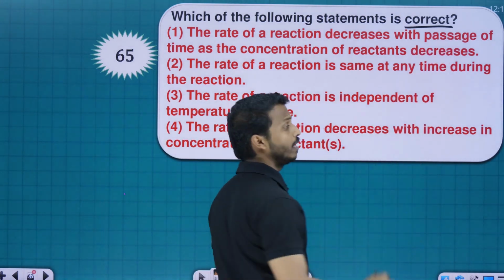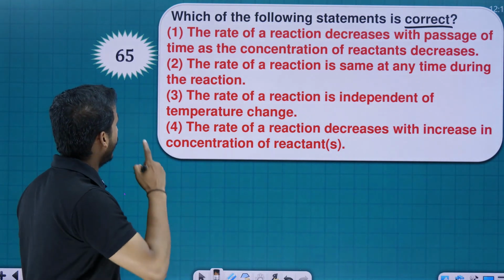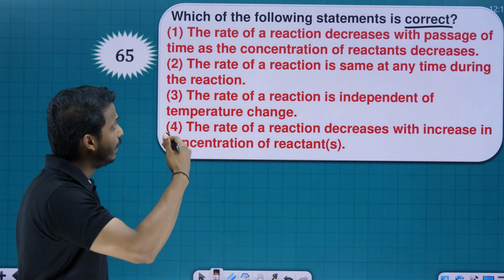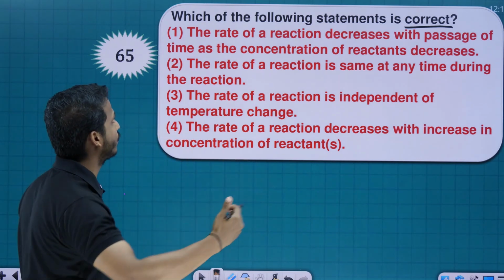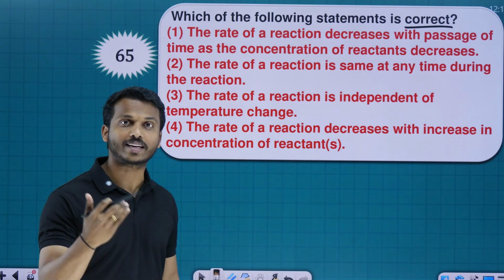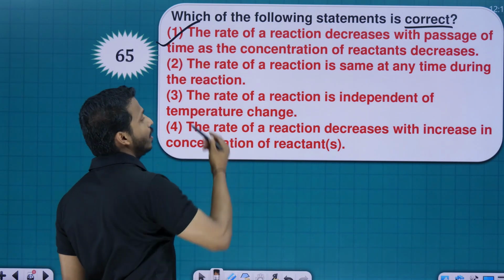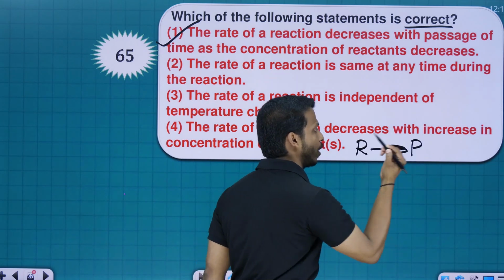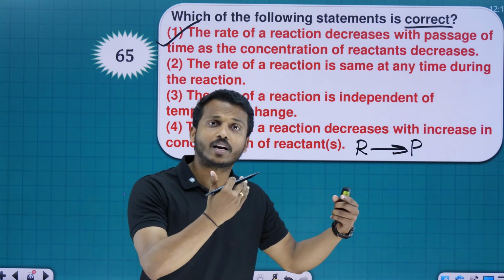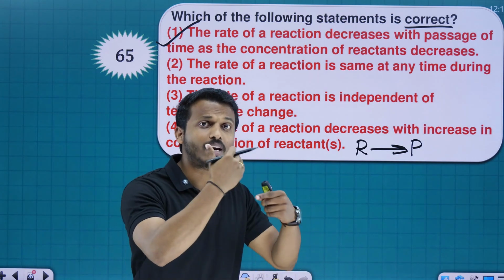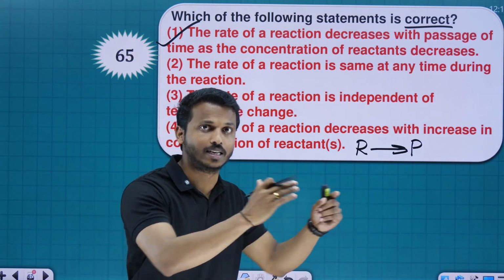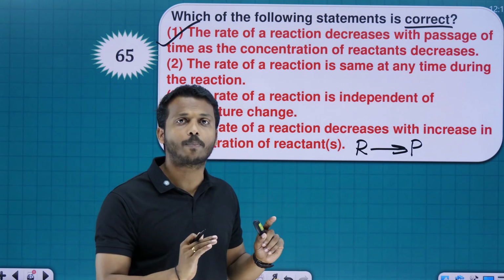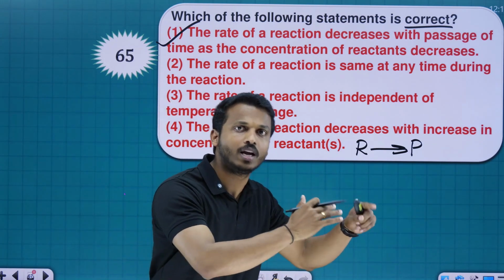Which of the following statements is correct? 1. The rate of a reaction, which means the speed of a reaction, decreases with the passage of time as the concentration of reactant decreases. Correct, right? During a reaction, what happens? Reactants are converted to product. As time goes, reactant amount decreases. When reactants are consumed, the rate of the reaction slowly decreases.